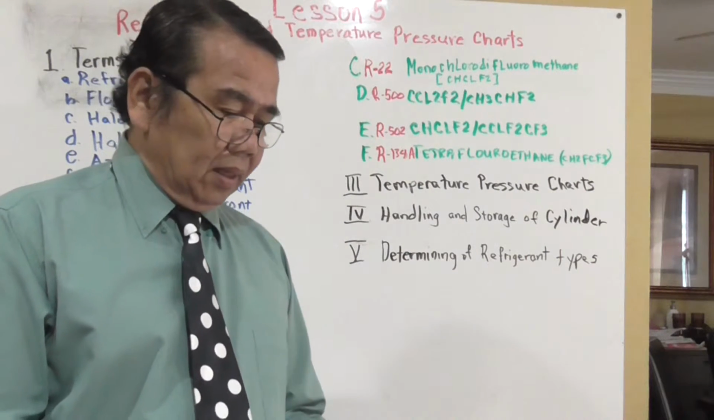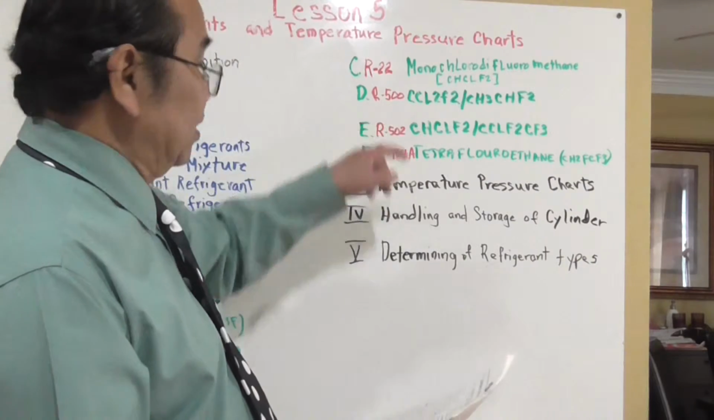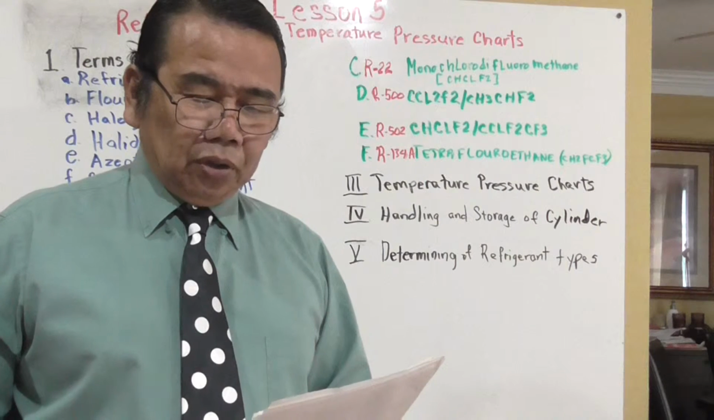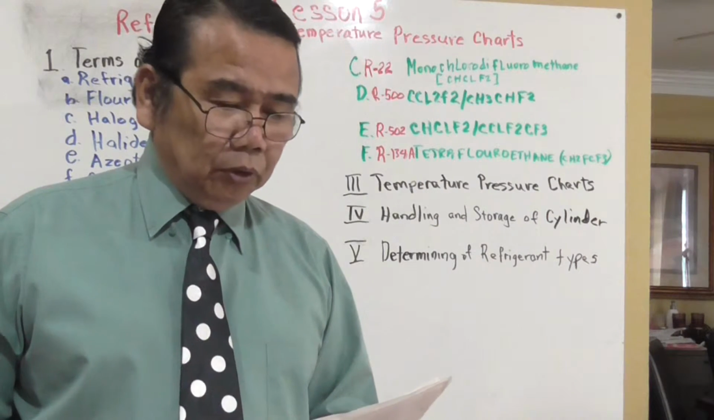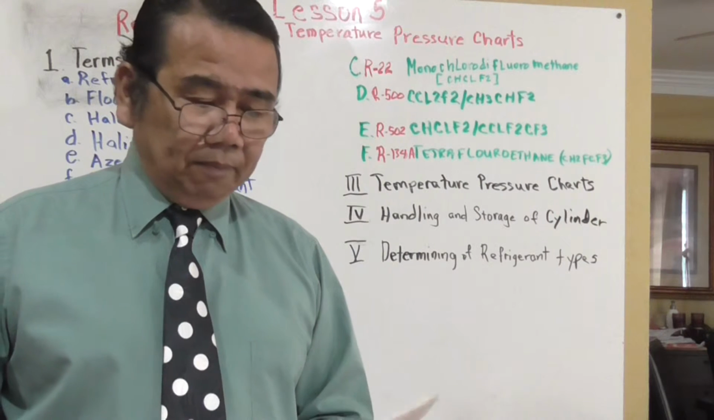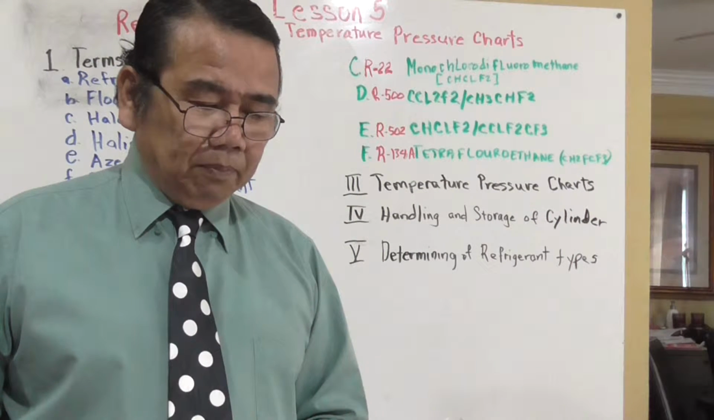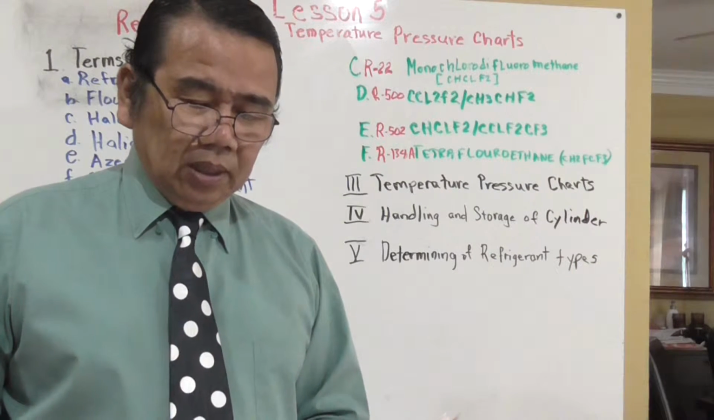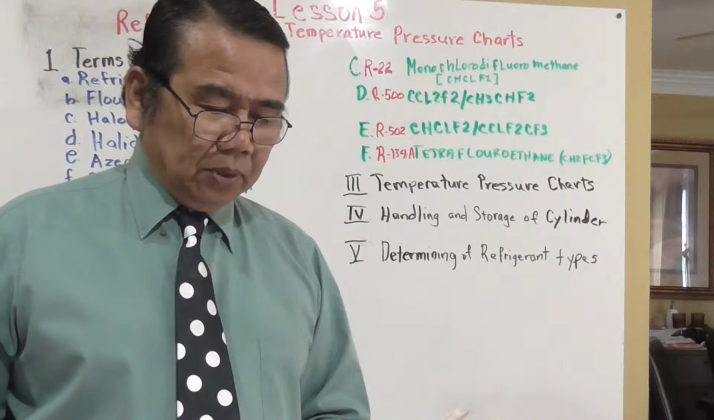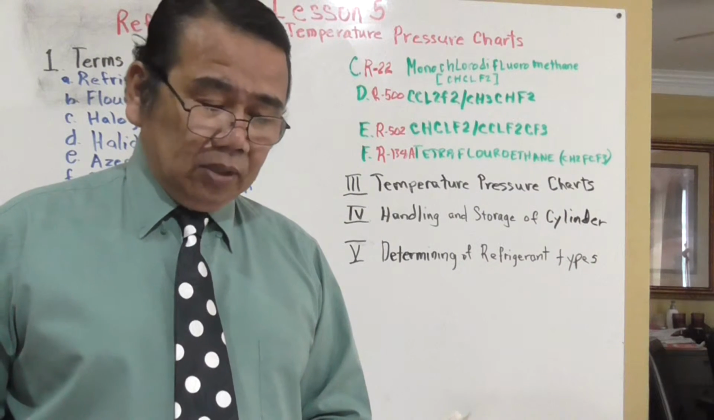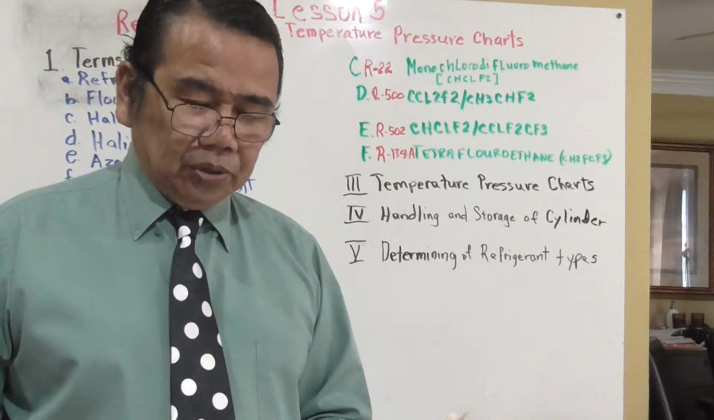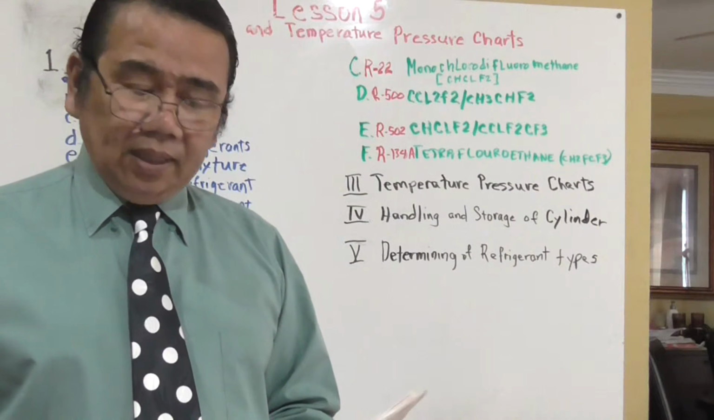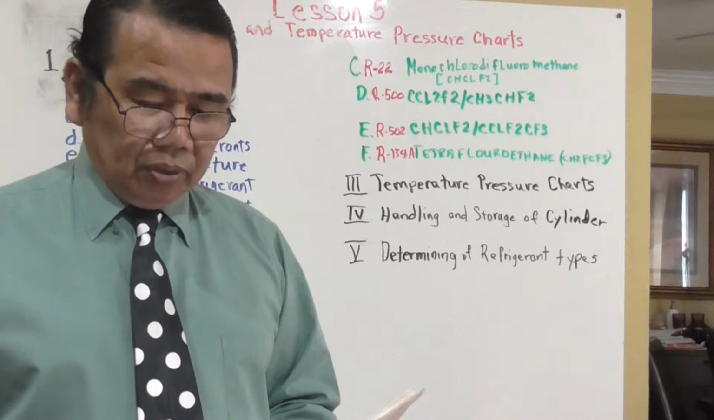And then we're going to talk about R500. This refrigerant is an azeotropic mixture of 26.2% R152A and 73.8% R12. For the same size compressor, it offers approximately 20% more refrigerant capacity than R12. Boiling point at atmospheric pressure is minus 28 degrees Fahrenheit, used in both commercial and industrial applications.